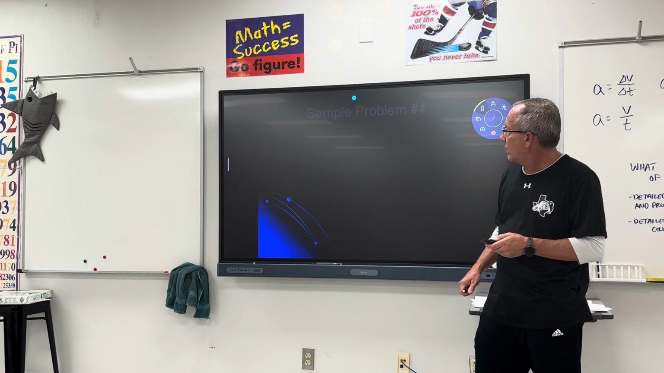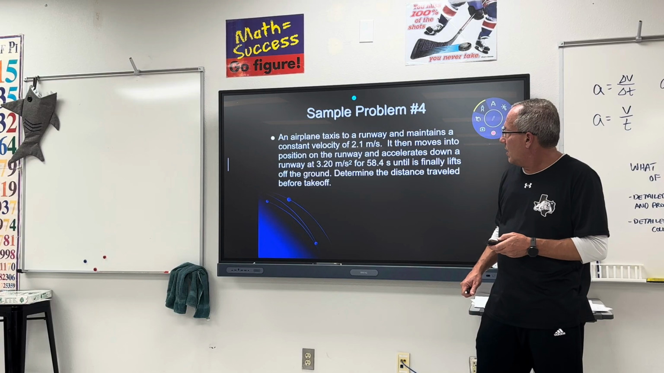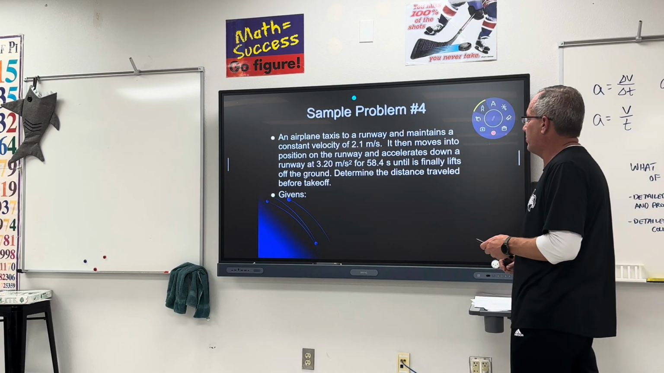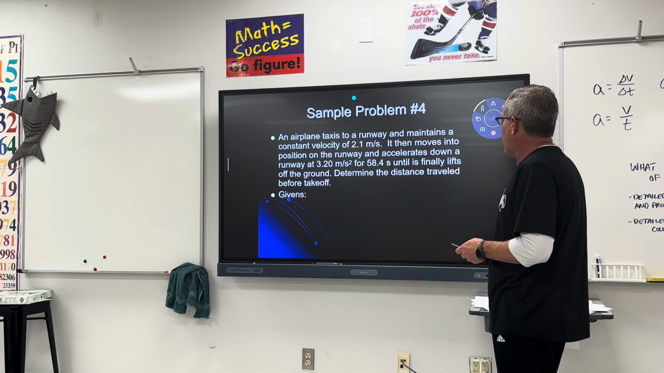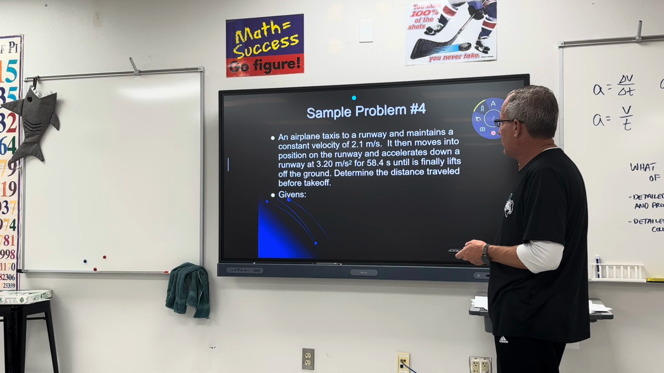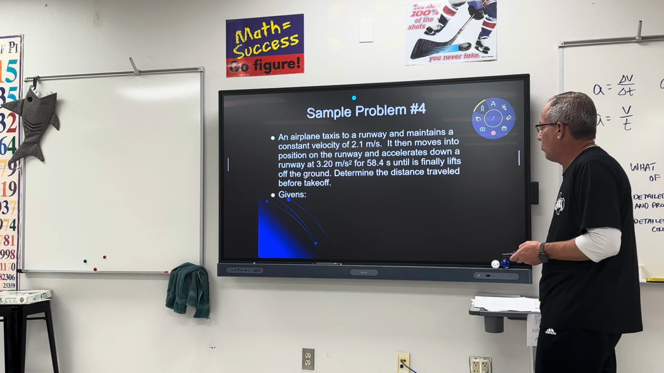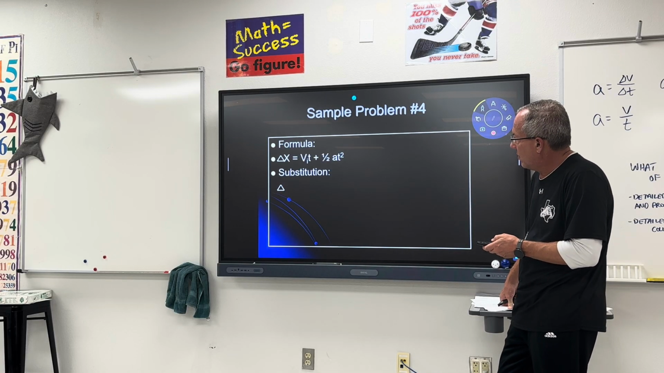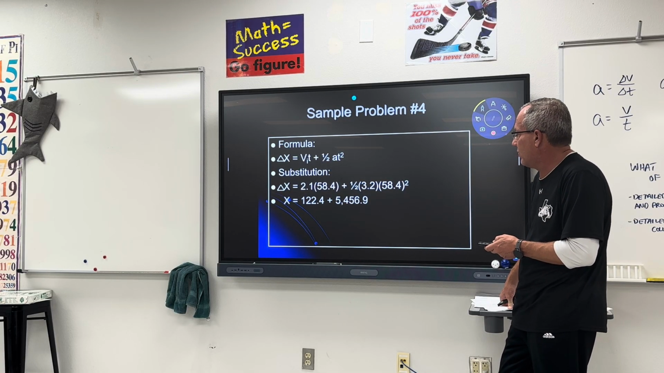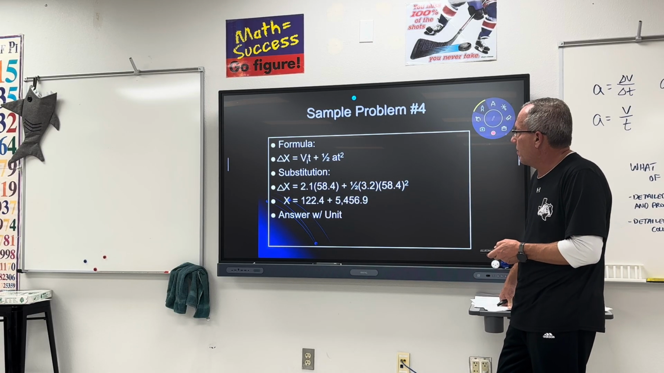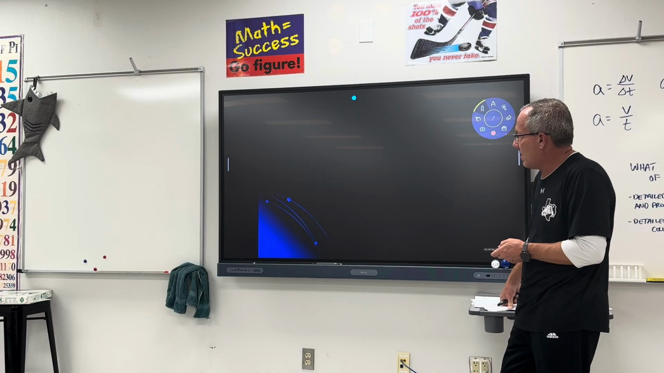Sample 4. I'll do one more. An airplane taxis to a runway and maintains a constant velocity of 2.1 meters per second. It then moves down the runway and accelerates at 3.2 meters per second squared for 58.4 seconds. It finally lifts off the ground. Determine the distance traveled. It then has the same givens, the v_i t plus 1/2 a t squared. This one calculates out straightforward. I won't go over that. All right. Any questions?